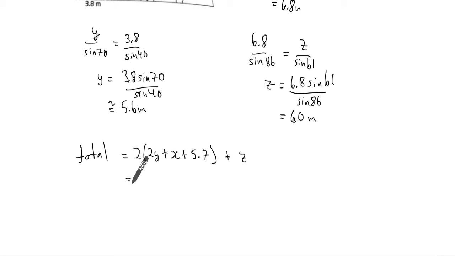So plugging in the numbers that we have just found, we get 2 times 5.6, that's y, plus x, which was 6.8, plus 5.7, plus z being 6.0. Plugging this all into your calculator, or just doing it by hand if you'd like, we get a final value of 53.4 meters. This is roughly because these values were all rounded.